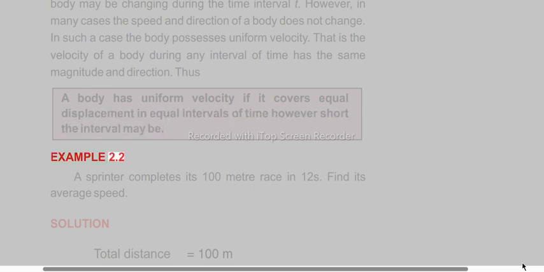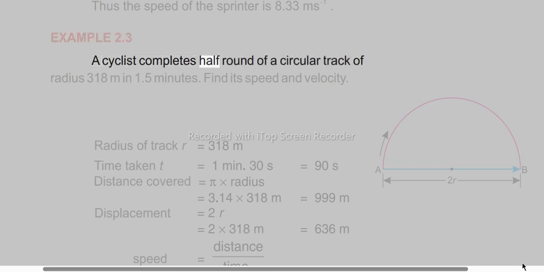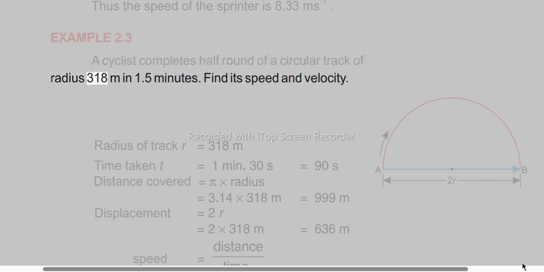Example 2.2. A sprinter completes its 100-meter race in 12 s. Find its average speed. Solution: Thus the speed of the sprinter is 8.33 m/s. Example 2.3. A cyclist completes half round of a circular track of radius 318 m in 1.5 minutes. Find its speed and velocity.